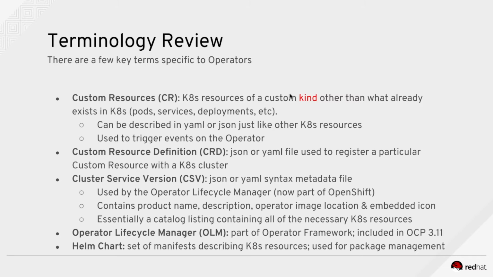First, we have custom resources, and we've spoken about this. These are Kubernetes resources of a custom kind, besides what already exists in Kubernetes, such as pods, services, deployments, replica sets, daemon sets, etc. The custom kind is what we define, and is usually the name of the application that we're managing with the operator. These are described in YAML or JSON syntax, just like other Kubernetes resources, as we've seen on the previous slide. And also, as mentioned, this is the means of user interaction with the operator.